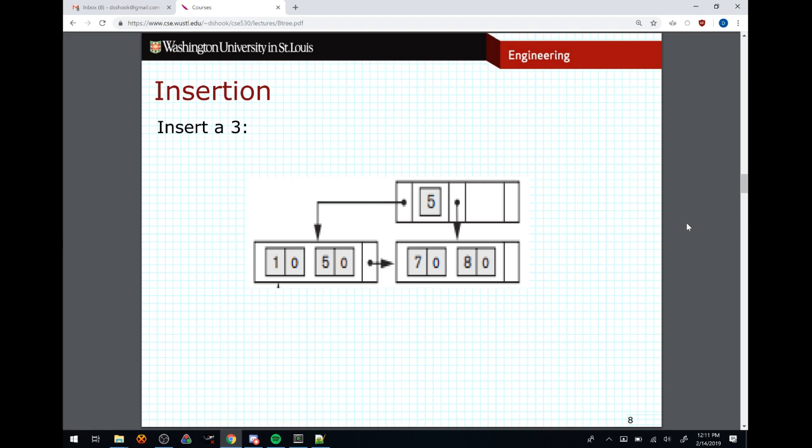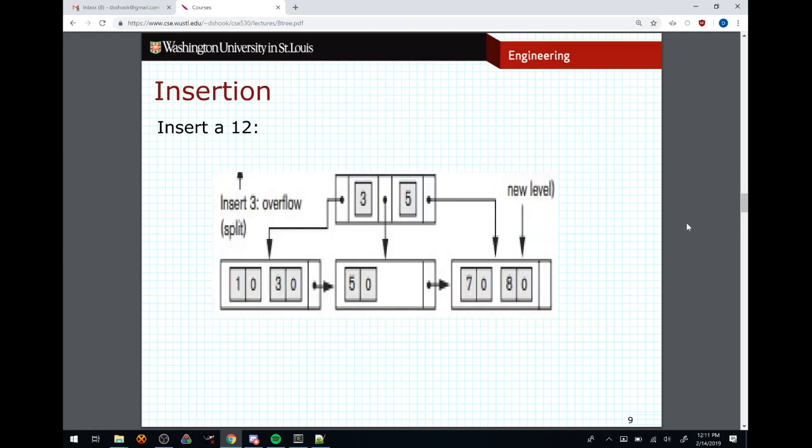Okay, let's keep going. Let's do a few of these so we get the hang of it. So I've inserted the 3, and here's what it looks like. You'll notice it matches, right? Our diagrams match. Now I want to put a 12 into this. So first thing I do is I search. I look here. I say 12 is bigger than both of these values, so I'm going to go to the right. This is a leaf node, and this is now the node where I want to put the 12.